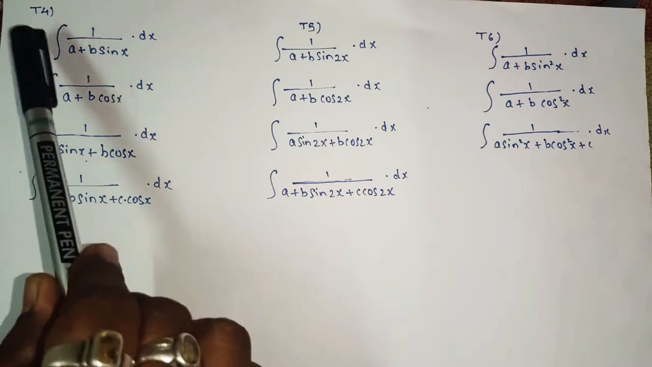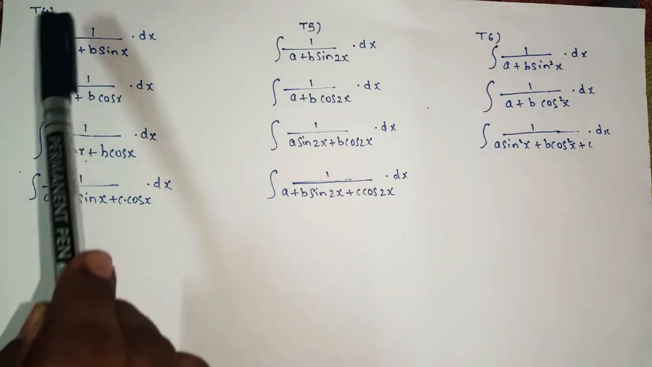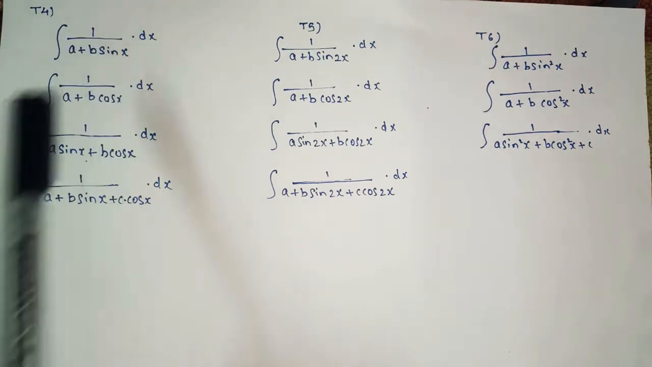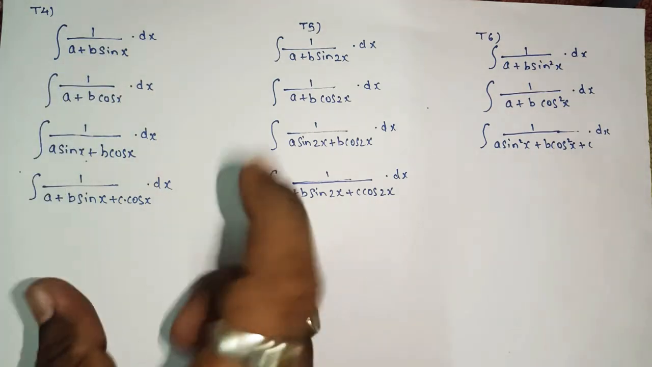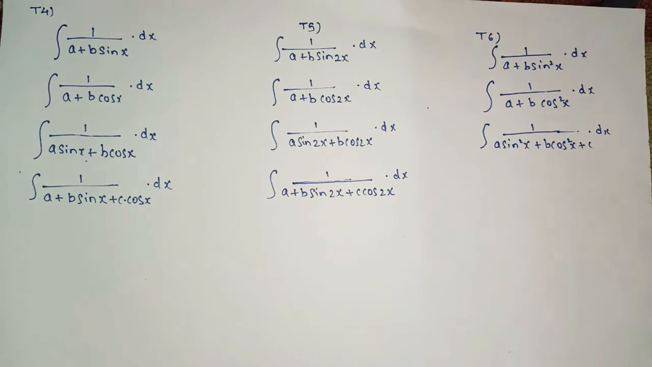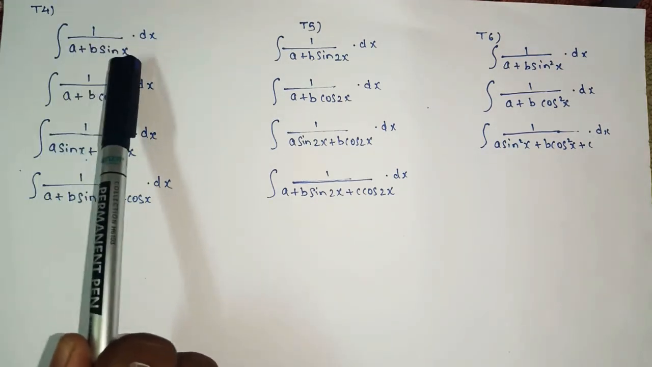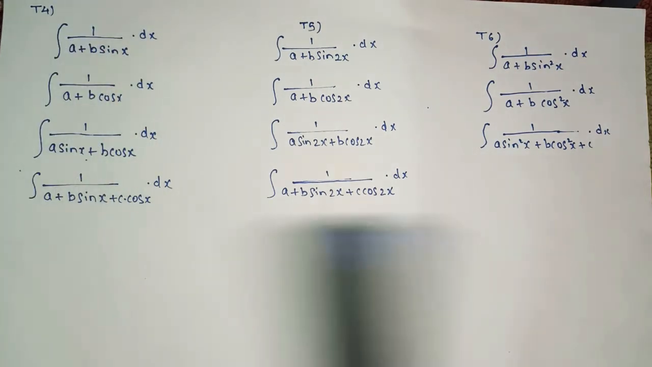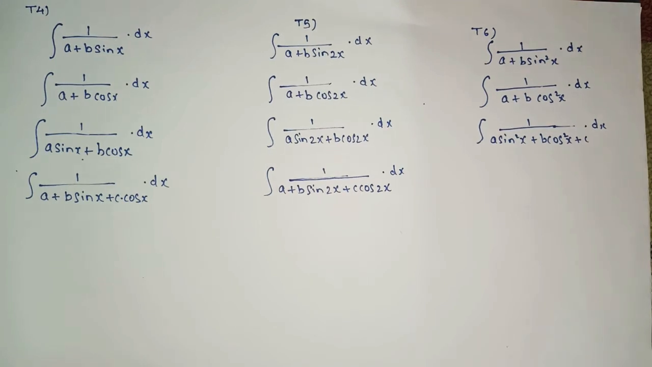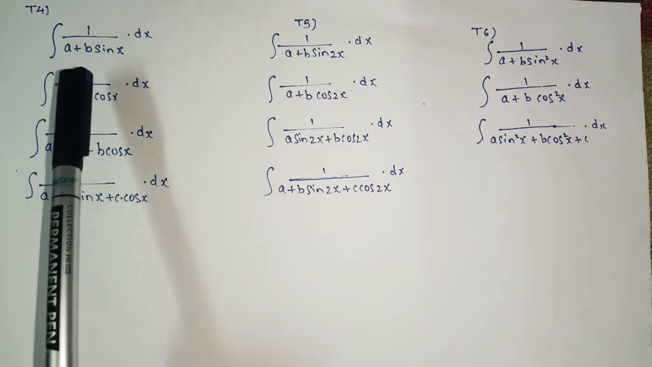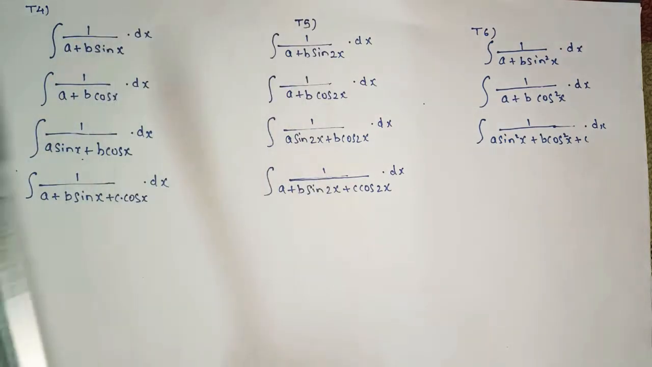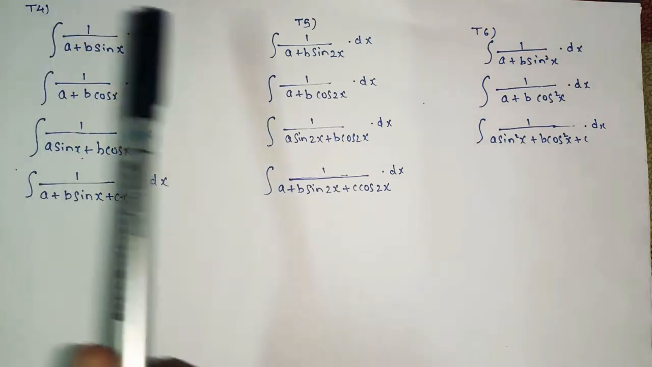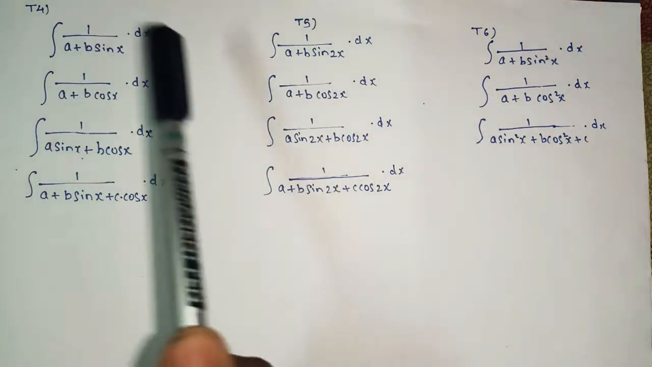Type number 4 is what? Integral 1 upon a plus b sin x. That means the given integral question will be in the form of 1 upon a plus b sin x. What are a and b? They are numbers, we can say coefficients. Remember this: a and b in type number 4, 5 and 6 will be replaced by numbers.